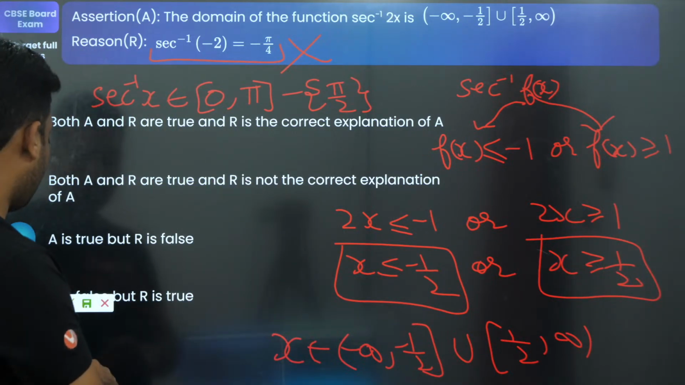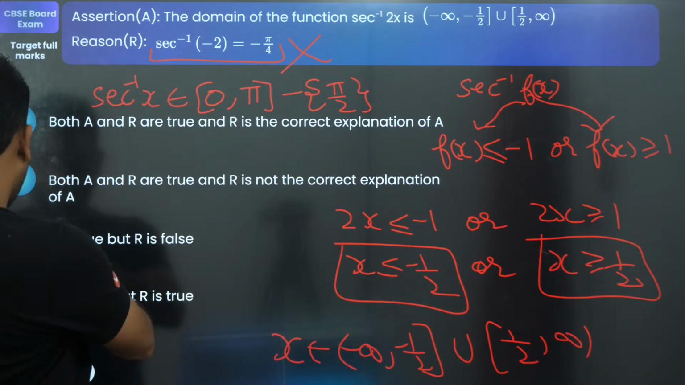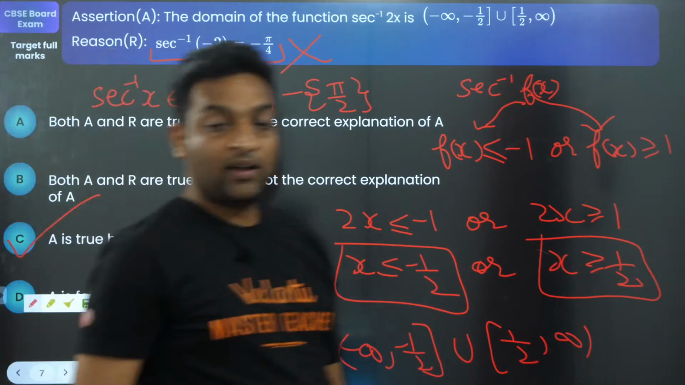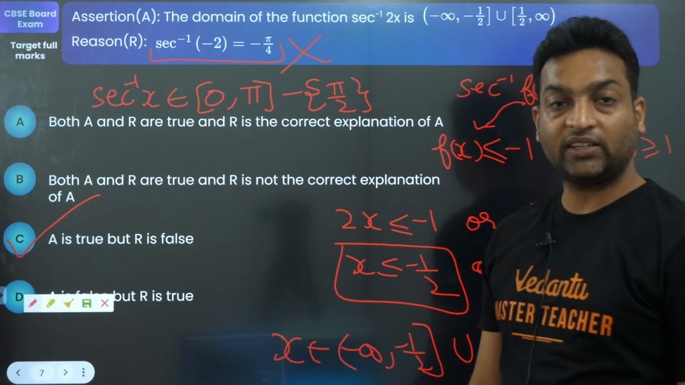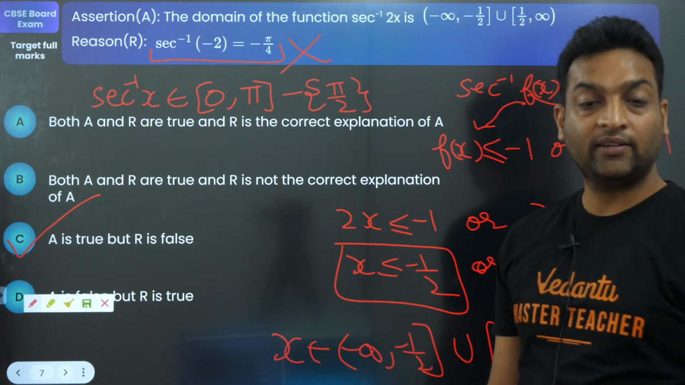Reason incorrect है. R is false. A is true. Option C. R is false, A is true. Assertion is true, reason is incorrect. Correct?